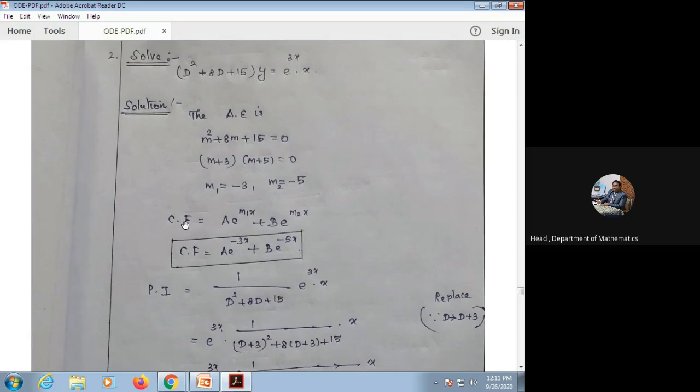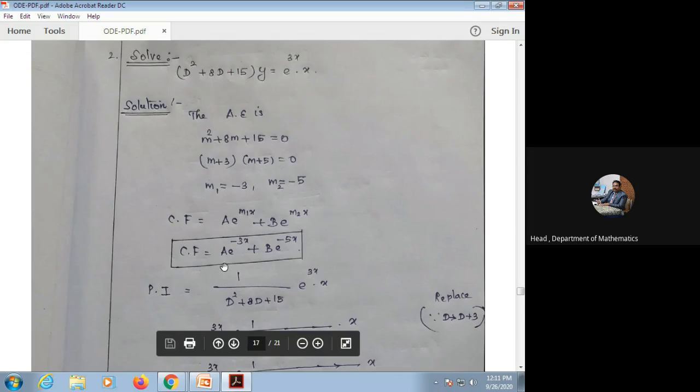Therefore the complementary function equals a e power m1x plus b e power m2x. Here m1 value minus 3 put here, m2 value is minus 5 put here. This is the complementary result. Then find the particular solution. How to write: 1 divided by d squared plus 8d plus 15, into e power 3x into x.